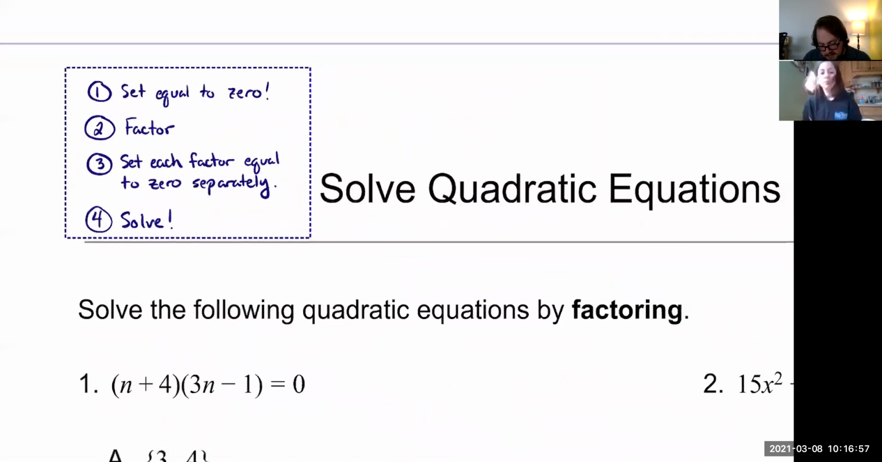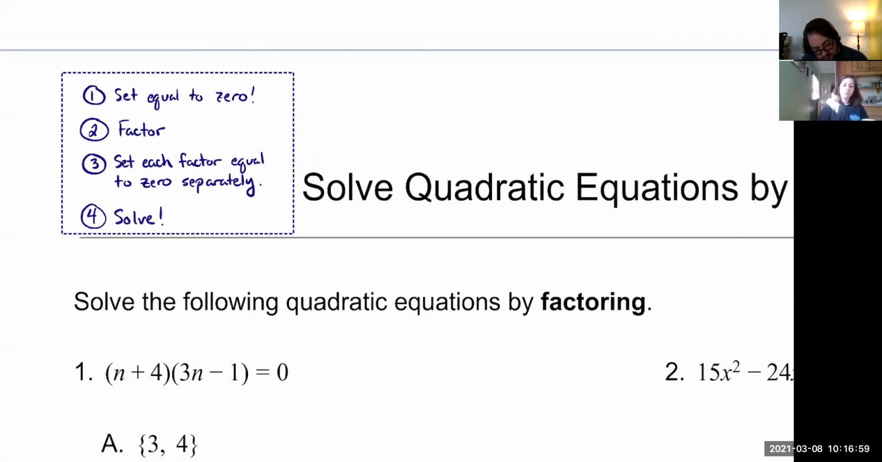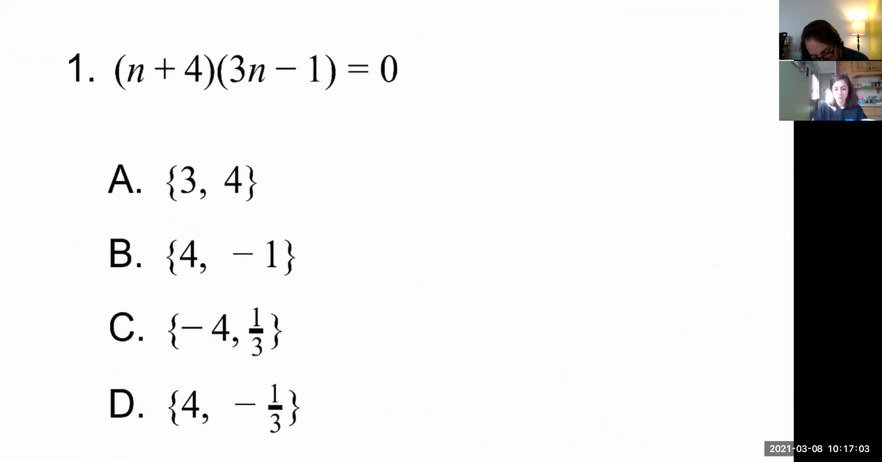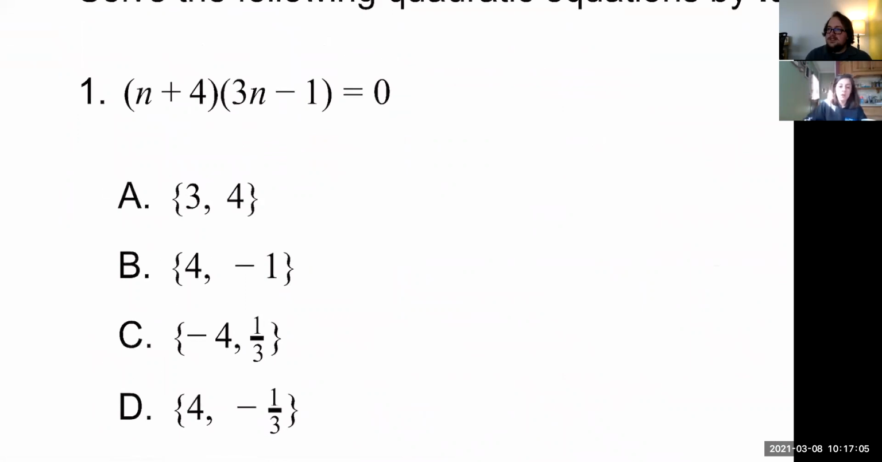So let's see it in action. Number 1, it is multiple choice. Don't let that distract you. And this one looks a little bit different than some of the others because right off the bat, what do we notice already?